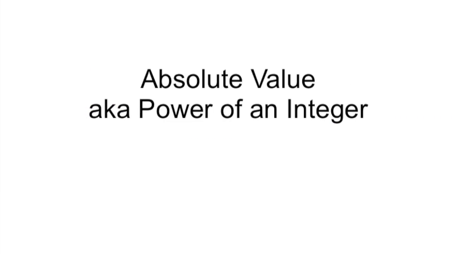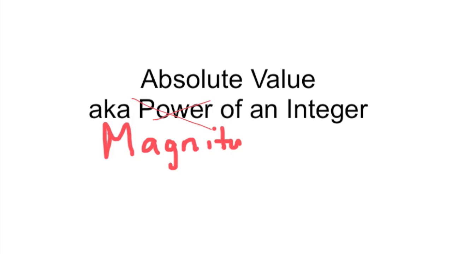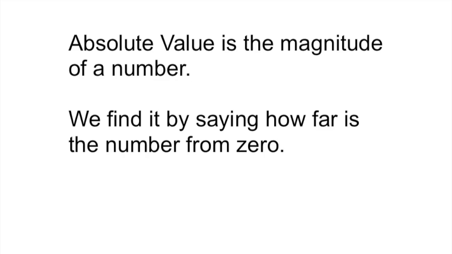Absolute value, or the power of an integer. An even better word than power would be magnitude. And so when we talk about the magnitude of something, we're talking about the power of something. We talk about the magnitude of an earthquake, we're talking about the power of that earthquake. So absolute value is the magnitude of a number. We find it by saying how far is that number from 0.